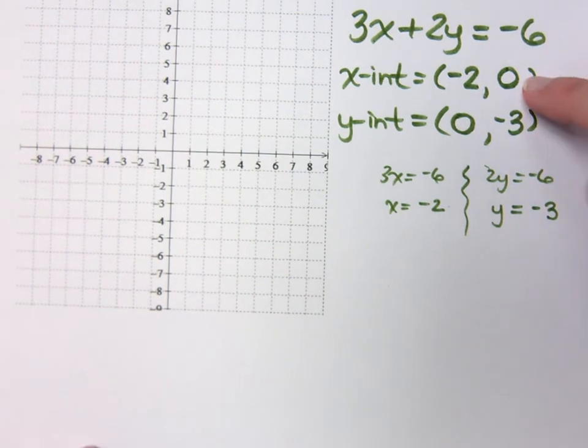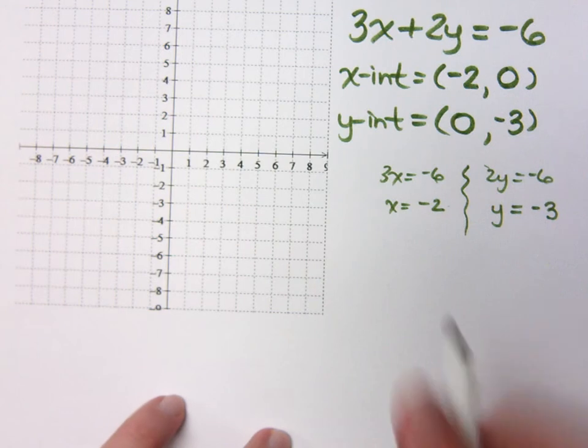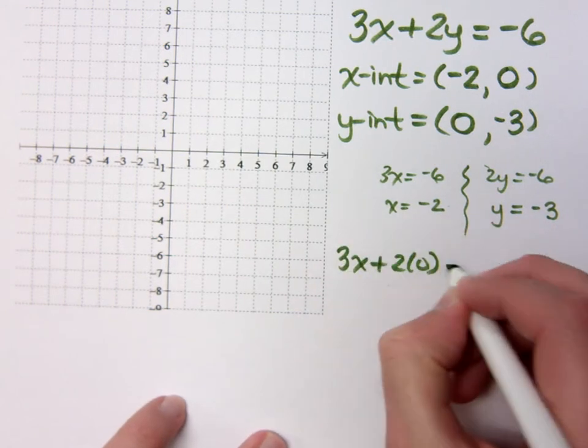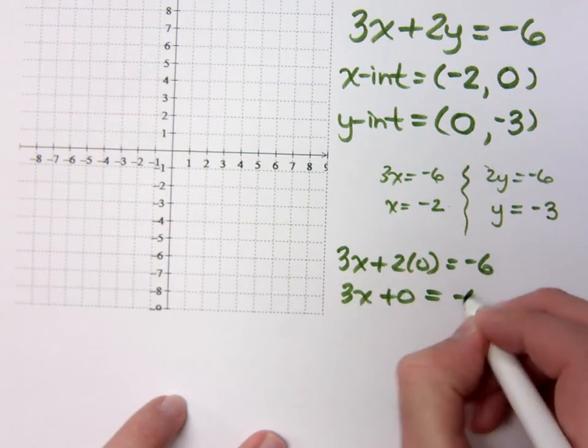For the x-intercept, when y is 0, that term basically goes away. And so you just have to solve what you see there, 3x equals negative 6. Divide both sides by 3 and you get negative 2. I'm trying to do a shortcut instead of showing a whole lot of work. A lot of work would be doing this: 3x plus 2 times 0 equals negative 6, 3x plus 0 equals negative 6.